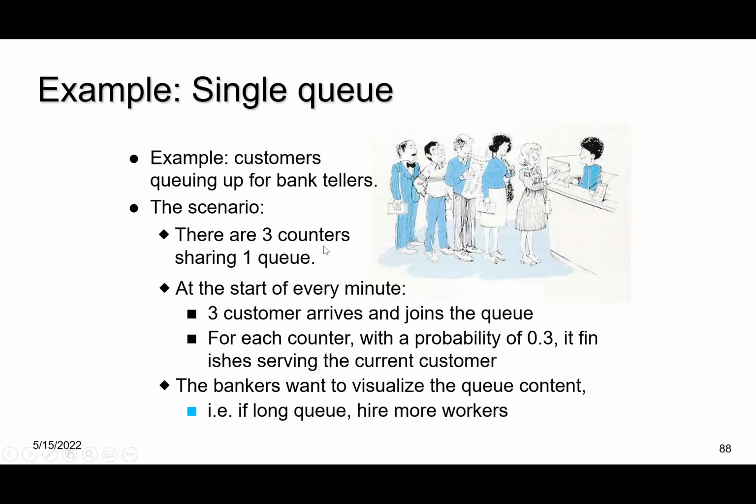So in our example here, we have 3 counters and 1 queue. At the start of every minute, when we run the simulation, we count how many minutes we run. In every minute, we assume 3 customers will arrive at the bank and join the queue. For every counter that we have, we use a probability of 0.3 that the counter can finish serving the current customer. And here it says that the banker wants to visualize the queue content, like what I said, why we want to do this simulation. Let's see the detailed steps of how we do this simulation.